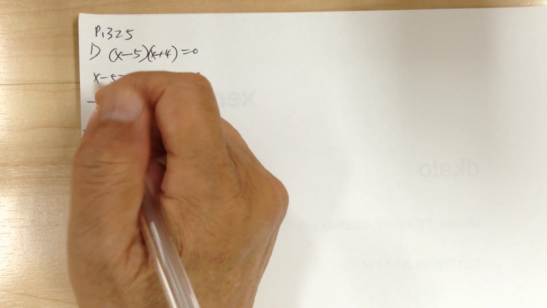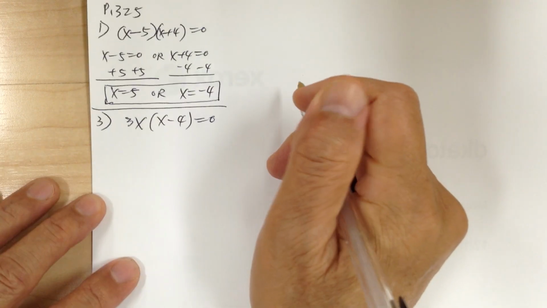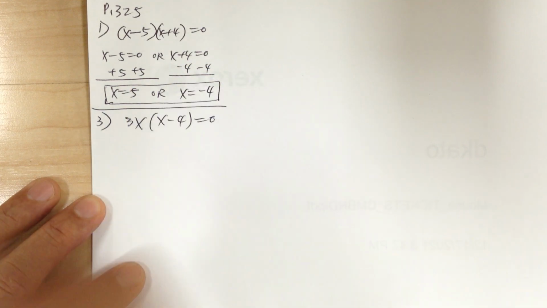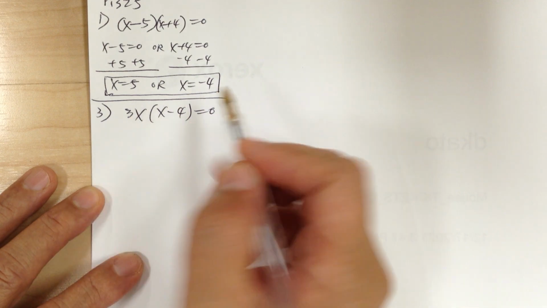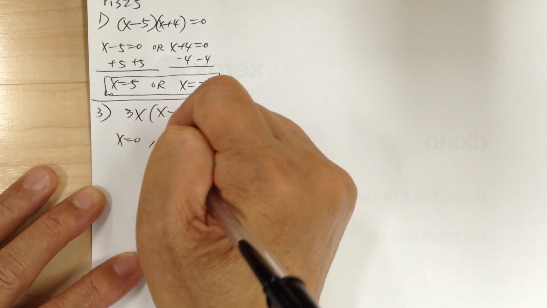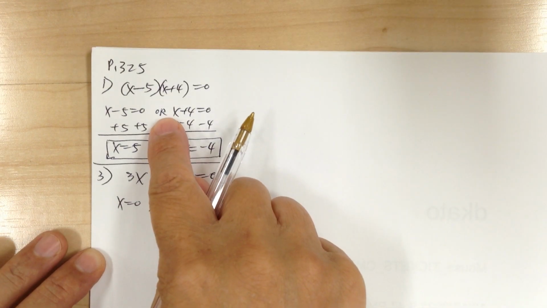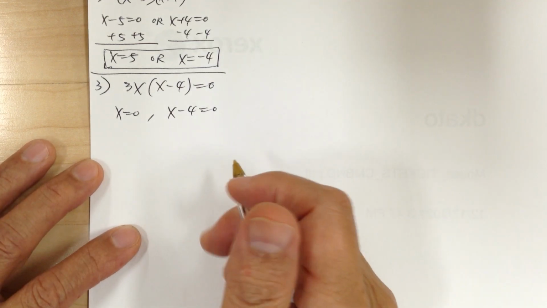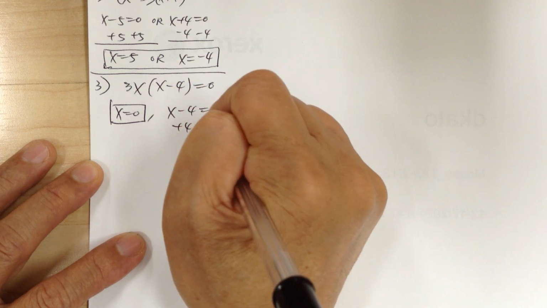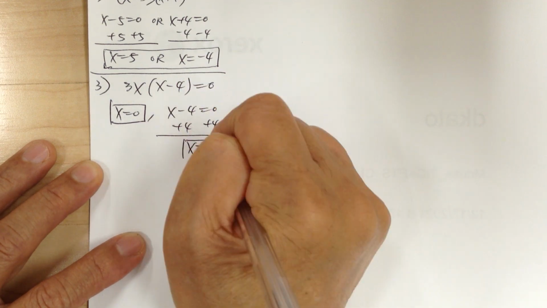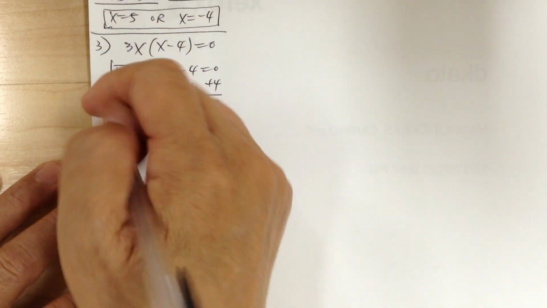Okay, number 3. You have 3x times x minus 4 equal to 0. So you can set each variable part equal to 0. You don't have to worry about the 3 because 3 will never equal 0, right? So 3 equal to 0, cannot. So you're going to have x equal to 0 and x minus 4 equal to 0. Notice I use the comma instead of the or, just to make things a bit easier. So this is already an answer. This one you plus 4 on each side. So you're going to get x equal to 4 and that's it. So you got 2 answers. Again, you can write the answer this way or this way, it doesn't matter.